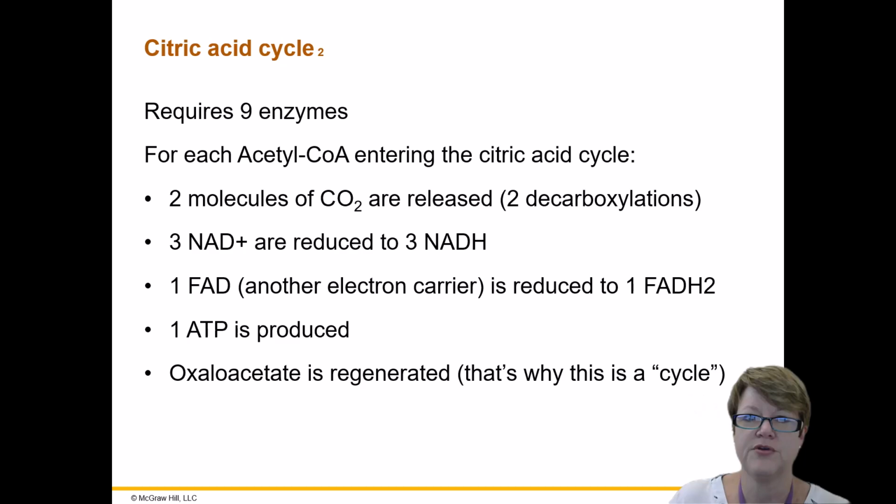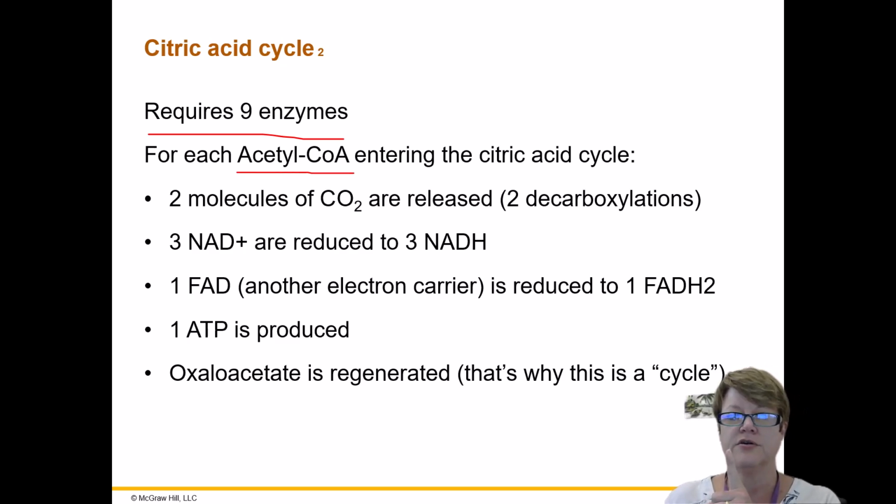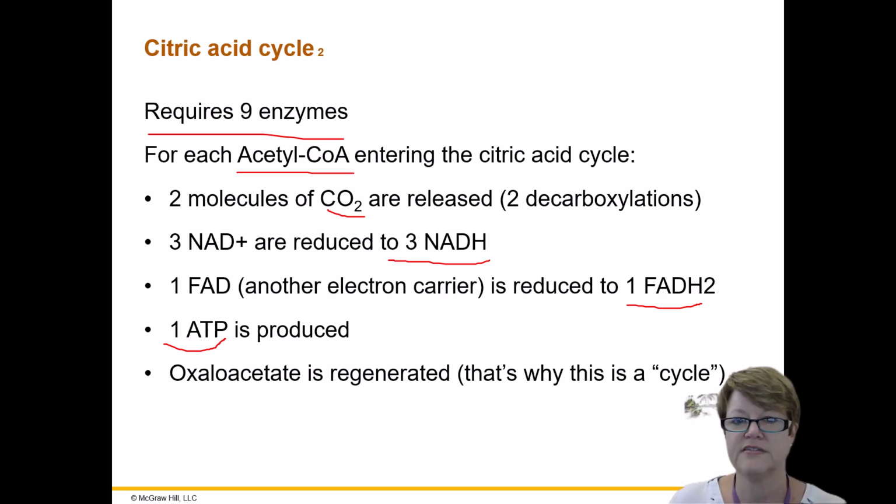So let's see a summary of this. So there are 9 enzymes in the citric acid cycle. For each 1 acetyl-CoA coming in, these are your products. 2 CO2s are released, 3 NADHs are made, one FADH2 is made, one ATP is made, oxaloacetate is regenerated, which makes why this is called a cycle. And so that is what you produce just from one acetyl coming into the citric acid cycle.